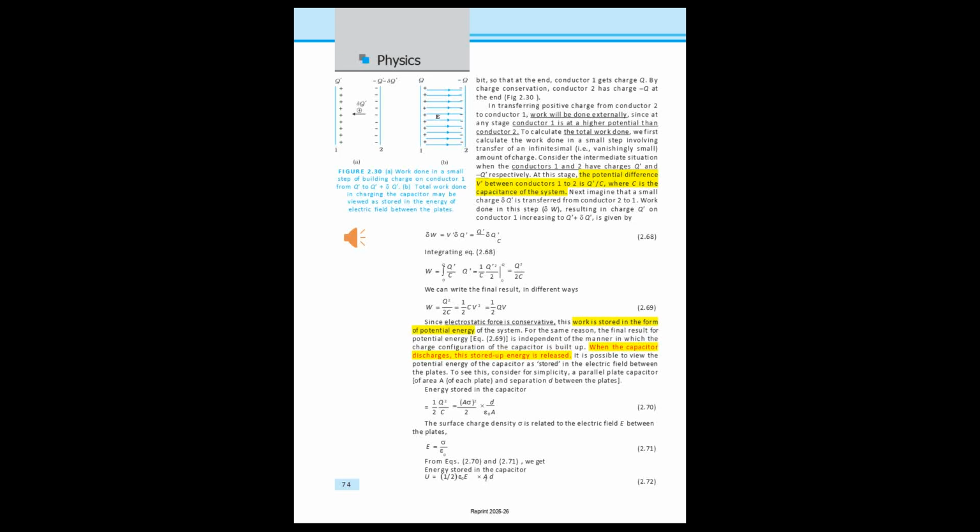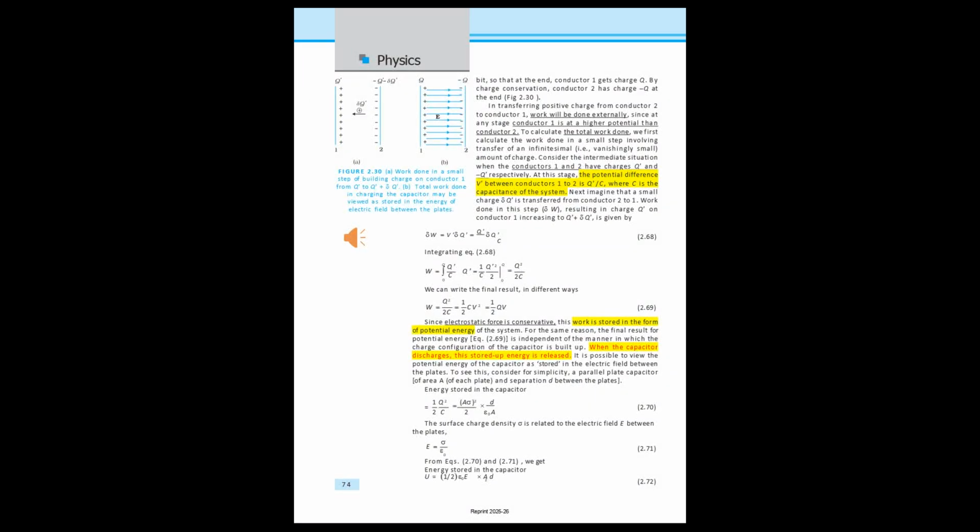For the same reason, the final result for potential energy, which is given by equation 2.69, is independent of the manner in which the charge configuration of the capacitor is built up. When the capacitor discharges, this stored up energy is released. It is possible to view the potential energy of the capacitor as stored in the electric field between the plates.